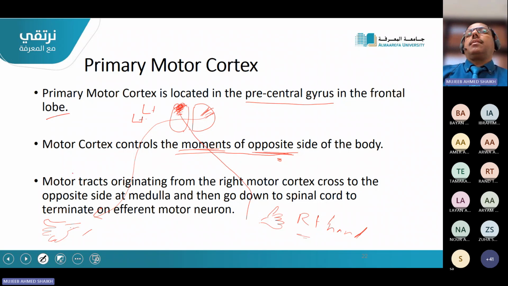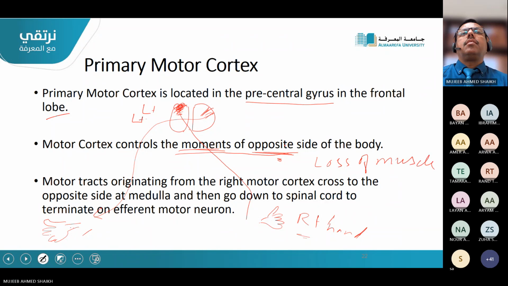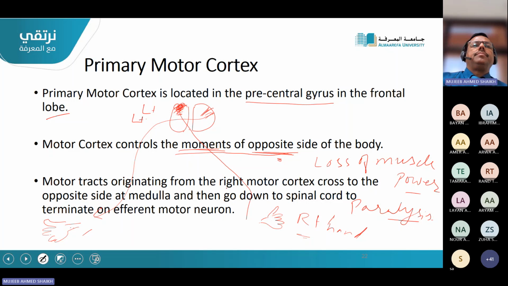So paralysis will occur. Paralysis, loss of muscle power, is known as paralysis. Not able to move it properly.